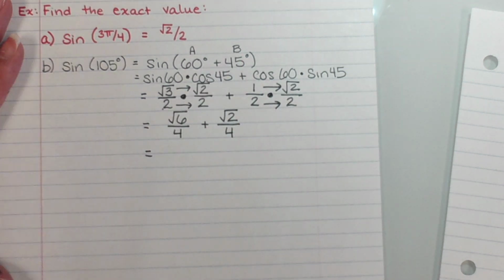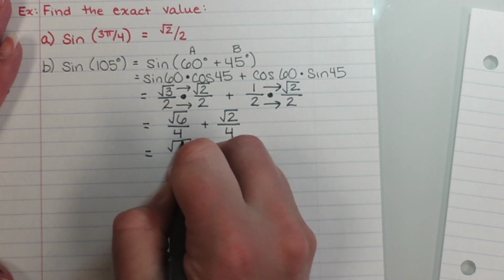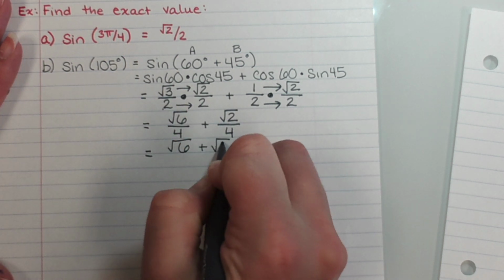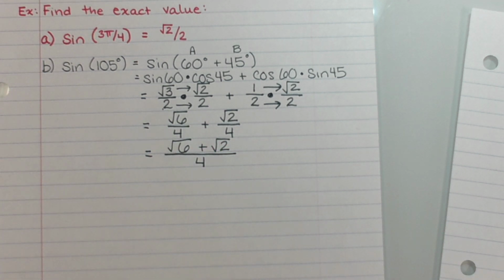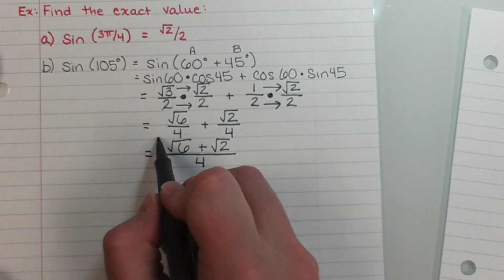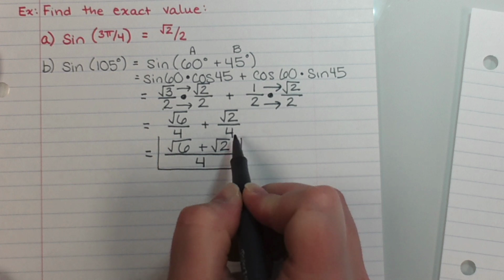Square root of 6 plus square root of 2. Can I add square roots? No. They're not like terms. It's square root of 6 plus square root of 2 all over the common denominator of 4. And that's as simple as it gets. That's our answer.